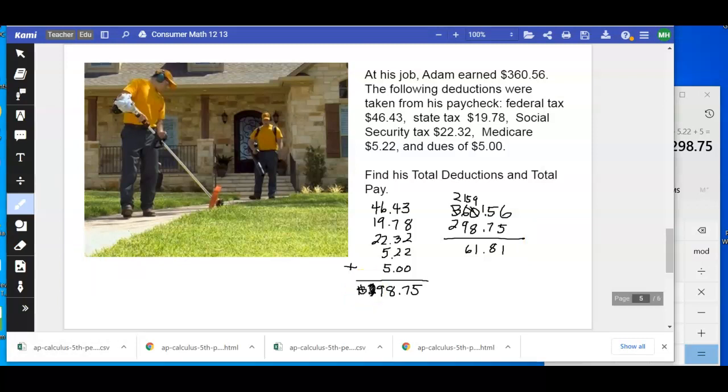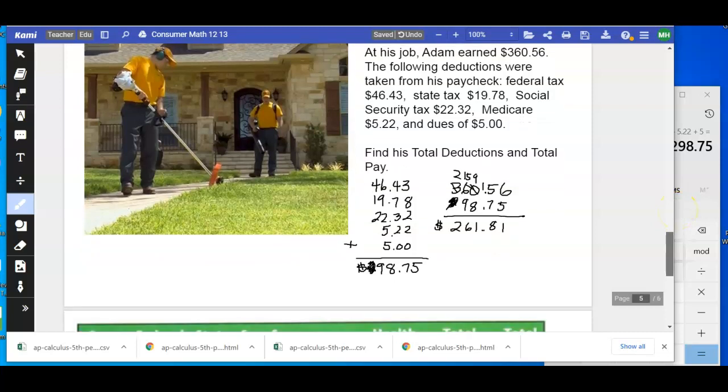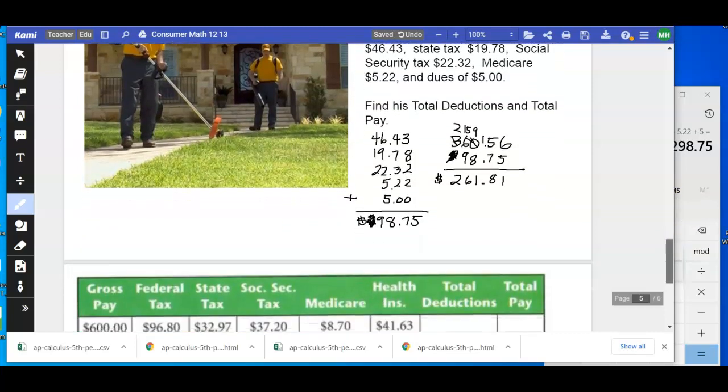So we're going to fix a mistake here that I had made. It should only be $98.75, not $298.75. Therefore, the person would have $261.81 as their take home. Yeah, that wouldn't have been a very lucrative job to be in if there were that many deductions. All right, so the take home pay then would be $261.